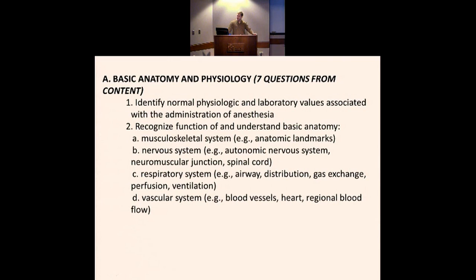We'll identify normal physiologic lab values. There's not too many lab values with anatomy and physiology, but we'll look at that. Administration of anesthesia: the basic anatomy, musculoskeletal system, nervous system, respiratory system, vascular system, including CV. The majority of the information we'll be covering will focus on the heart and the lungs, two of the biggest areas in the book, two of the biggest areas that I've ever been tested on.